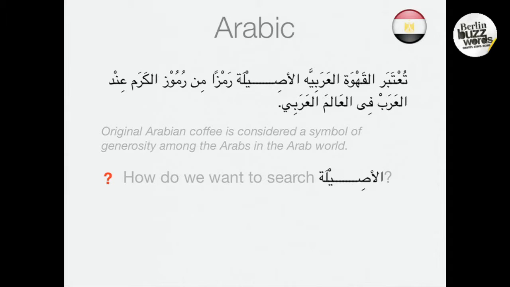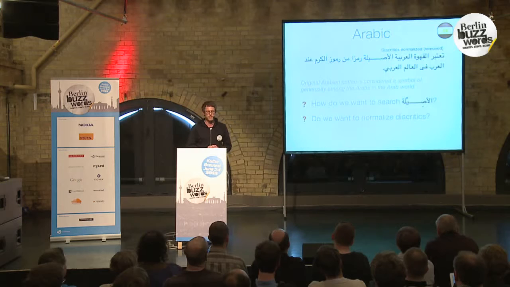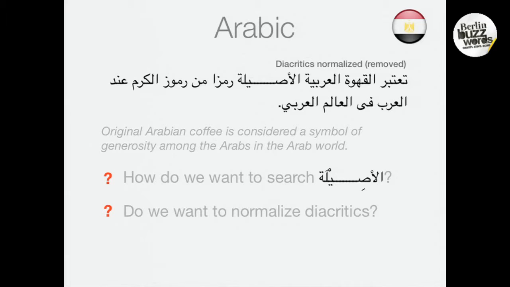And do we want to normalize diacritics, these beautiful squiggly things on these characters? If we remove them, we get something like this, which is more how contemporary Arabic is written. By doing that, we introduce some ambiguity by removing them. That's not a problem in practice for Arabic, because the meaning of these words, even after normalizing diacritics, is still implicitly understood by a native speaker because of context.